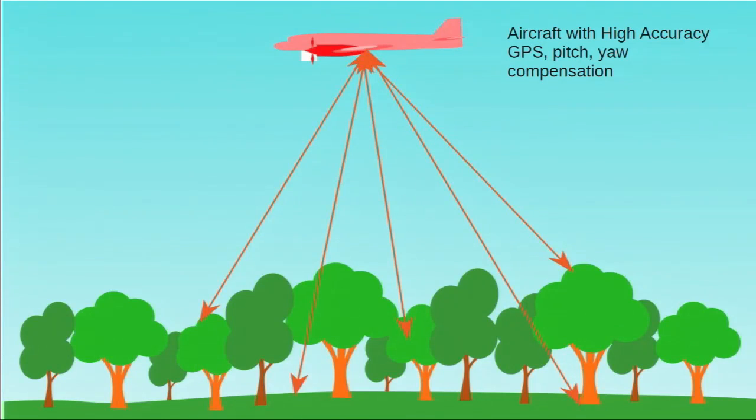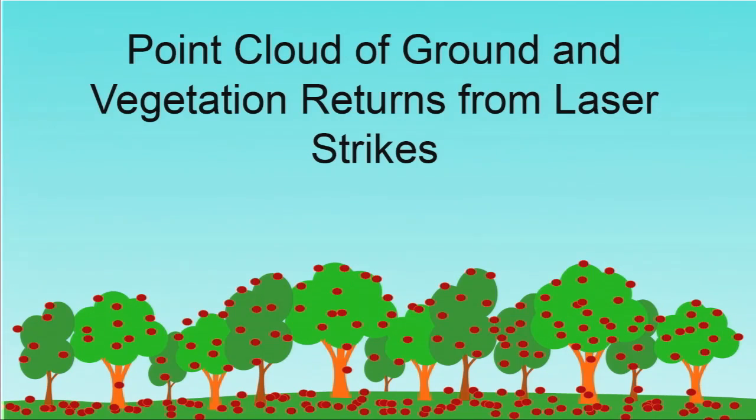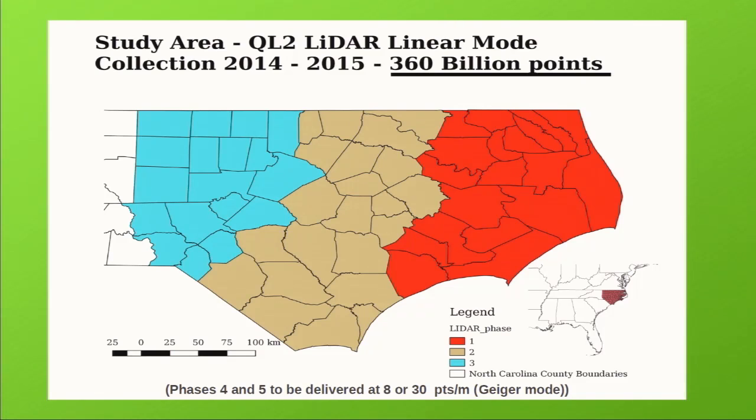Okay, if you don't know anything about LiDAR, just remember it's all done with mirrors, literally. You have a laser in a plane, you fly it over the countryside, you shoot a laser beam out, it bounces back, measure the distance, you end up with a point cloud, X, Y, Z, and a few other attributes as well. For the state of North Carolina, they've collected 360 billion points approximately in the 3 phases in the eastern 59 counties of the state. That's the data set I was working with.